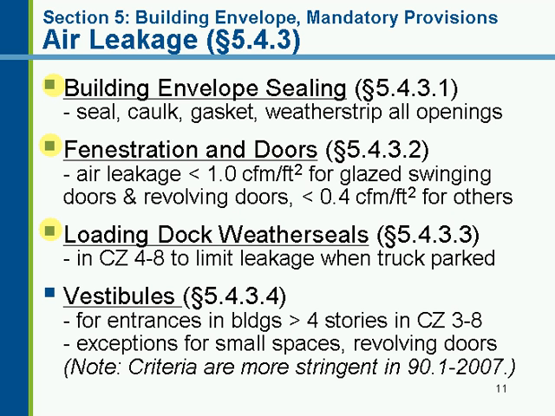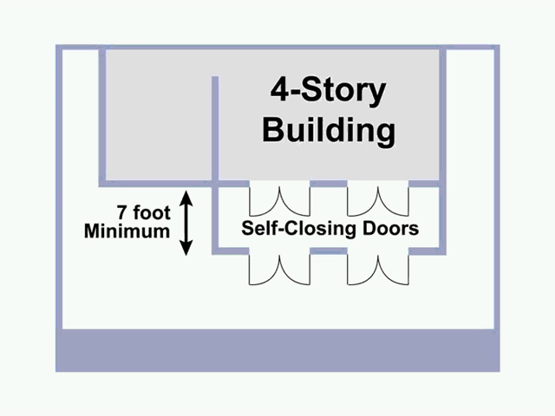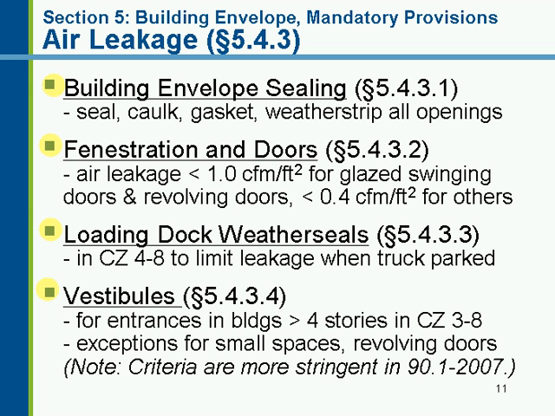For loading docks, there's a requirement to have weather seals to limit the air leakage when the truck is backed up against the door and they're unloading the supplies. This requirement applies in climate zones 4 to 8, so not the mildest climates. And lastly, there's a requirement for vestibules in section 5.4.3.4. Generally, this applies in buildings that are greater than 4 stories and in climate zones 3 to 8. So not the low-rise buildings and not the buildings in the warmest climates. There are some exceptions for small spaces, small retail spaces, for example, and for revolving doors.